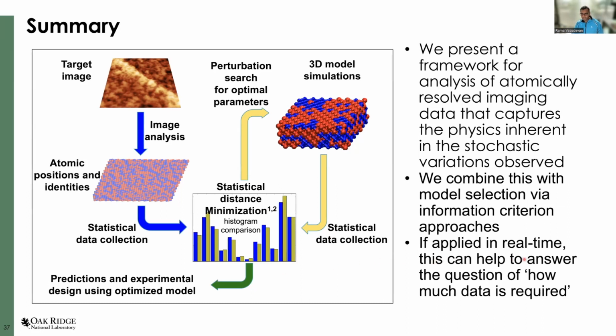And so if applied in real time, we can help to answer the question, for example, of how much data is actually required, right? A very often asked question in electron microscopy is, when do I have enough data? And the answer to that is quantifiable, right? If you have a hypothesis that you are testing, you can quantify to within a particular kind of confidence bound. Okay, if I want 95% confidence that this is the right model, this is how much data I'm going to need, right? In order to be able to compute that information criterion to be able to tell you when to stop sampling. And so this can really be used for answering that question of how much data do we need.